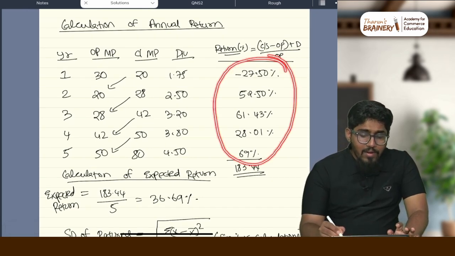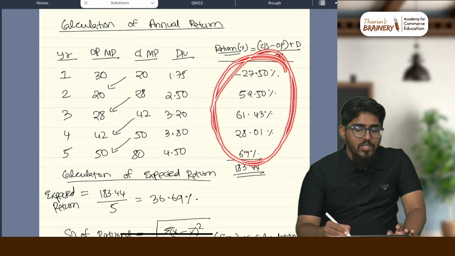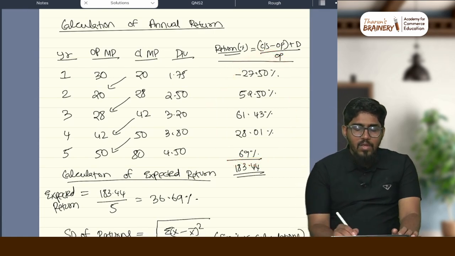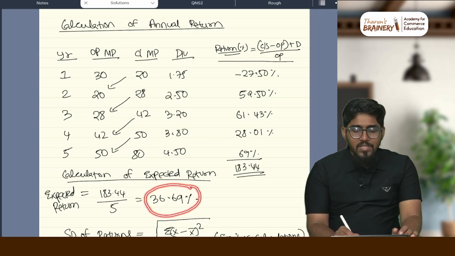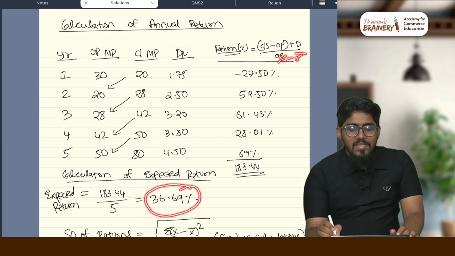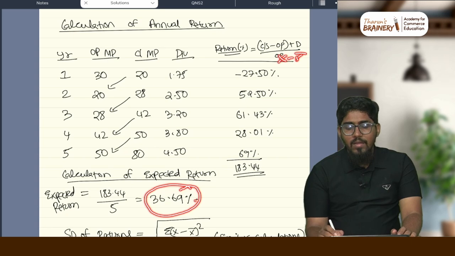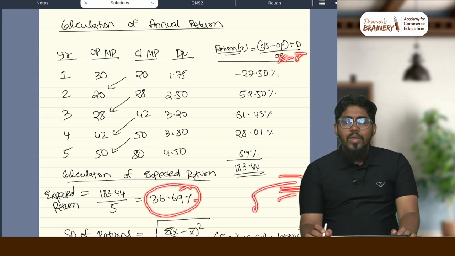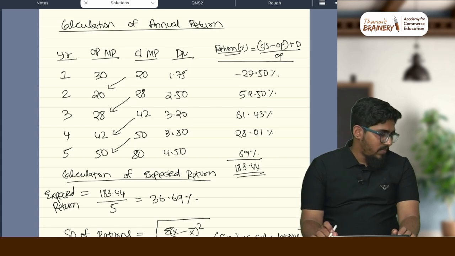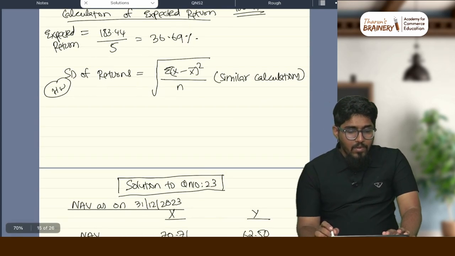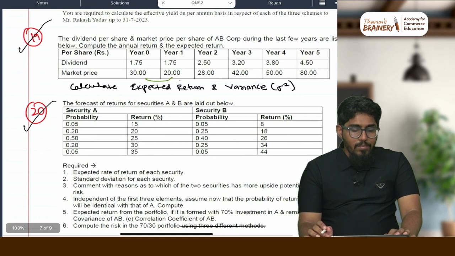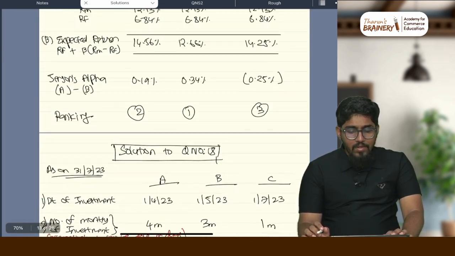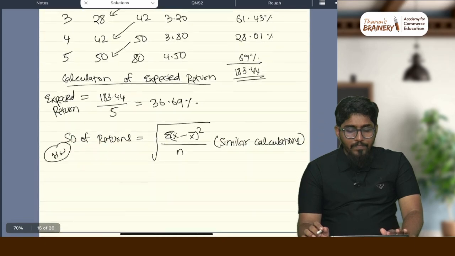Are you all with me? Calculate the standard deviation and put it in the comment section. For this return you have to calculate the standard deviation because your expected return is 36.69 percent. So x minus x dash, squared and totaled, divided by 4 is the variance, and the square root of that is the standard deviation. Clarity? Okay, sir. So 19 is completed and 20 is completed. Are you all with me?